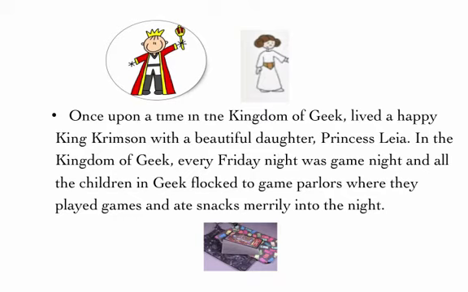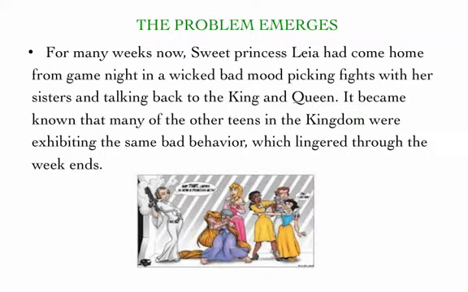Once upon a time, in the Kingdom of Geek, lived a happy King Crimson with a beautiful daughter, Princess Leia. In the Kingdom of Geek, every Friday night was game night, and all the children in Geek flocked to game parlors where they played games and ate snacks merrily into the night.